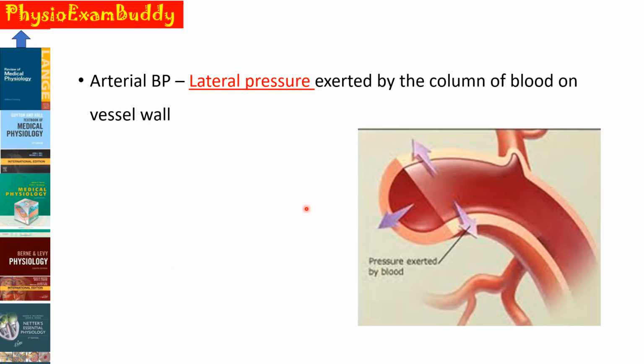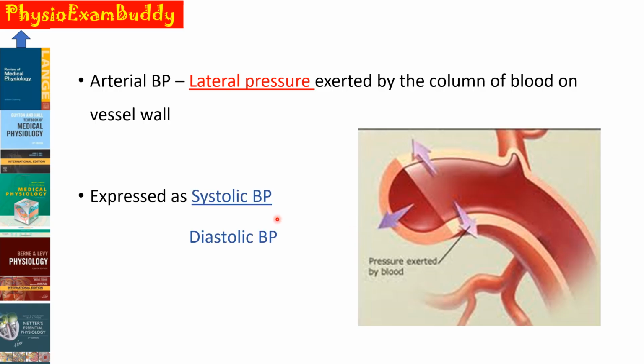So first, about the definition of arterial BP. It is the lateral pressure exerted by the column of the blood on the vessel wall. You know that in a blood vessel, the blood flows in a forward direction. During this flow, this column of the blood will exert some lateral pressure on the walls of the vessel. So the lateral pressure which is exerted by this column of blood on the vessel wall is known as the arterial blood pressure.